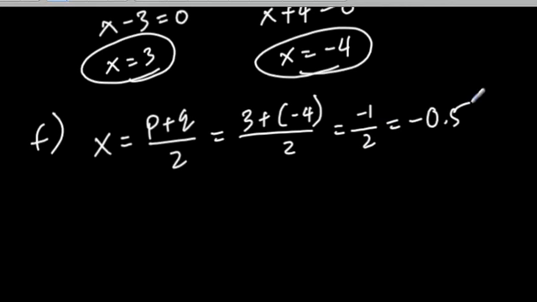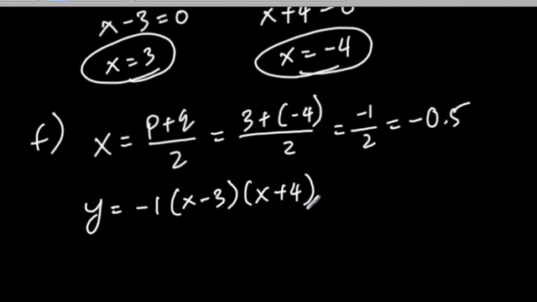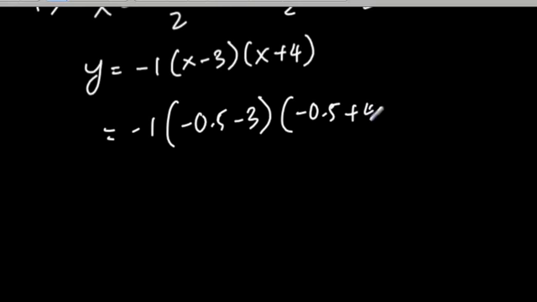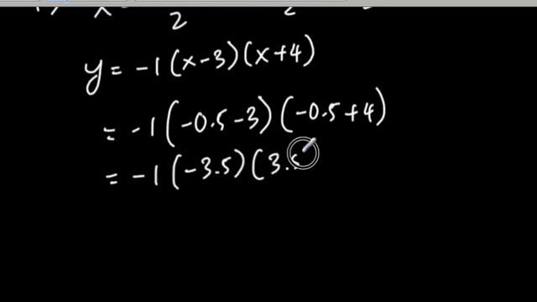Now, if we want to find the y coordinate of the vertex, you just plug it into the equation. So the equation was -1 times (x minus 3) times (x plus 4). And what we're going to do is just plug in this -0.5 into each of these x's right here. So it's going to be -1 times (-0.5 minus 3) times (-0.5 plus 4). And this is -3.5, and that's +3.5.